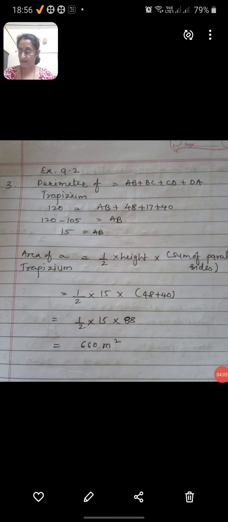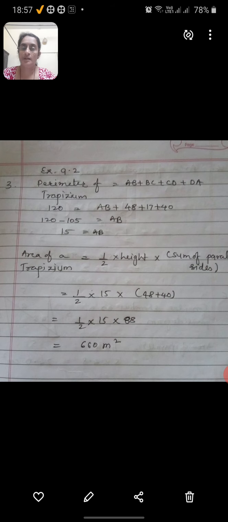In the exercise 9.2, we are going to find out the area of trapezium, area of parallelogram. Now here I have taken the question number 3. The question is like this, children. The length of a fence of a trapezium shaped field ABCD is 120 meters. If BC is 48 meters, CD is 17 meters, AD is 40 meters, find the area of this field. Side AB is perpendicular to the parallel side AD and BC.